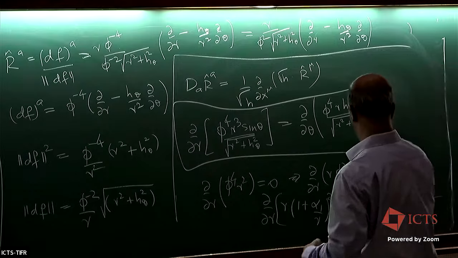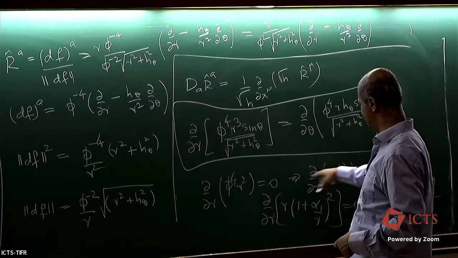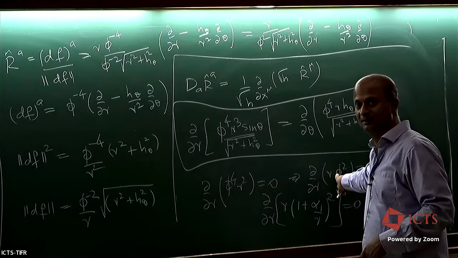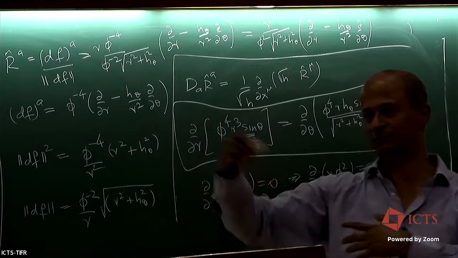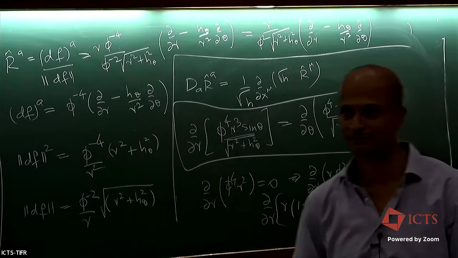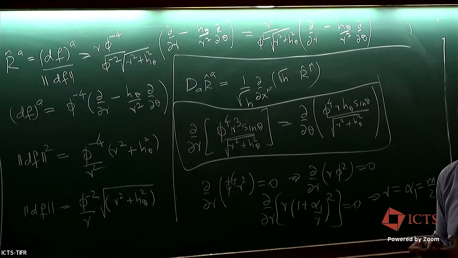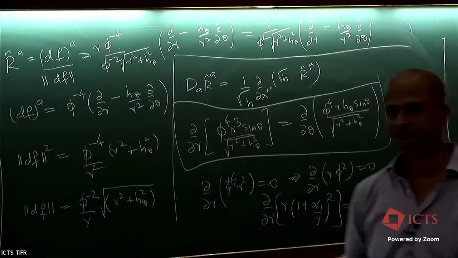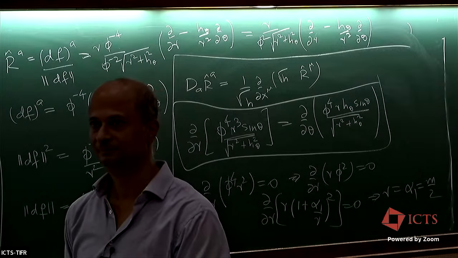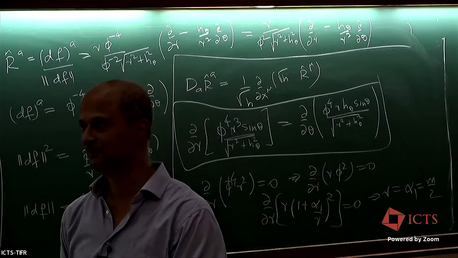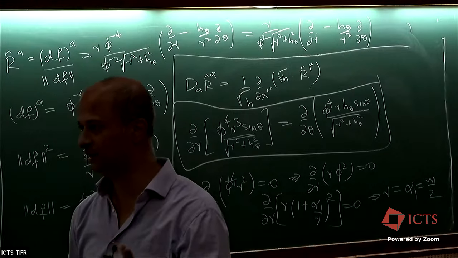Because r phi square is, I mean, this is the square of that, right? If del by del x of, let's say, f square is 0, then del by del x of f is also 0. Okay, so we'll stop here and then we continue tomorrow.